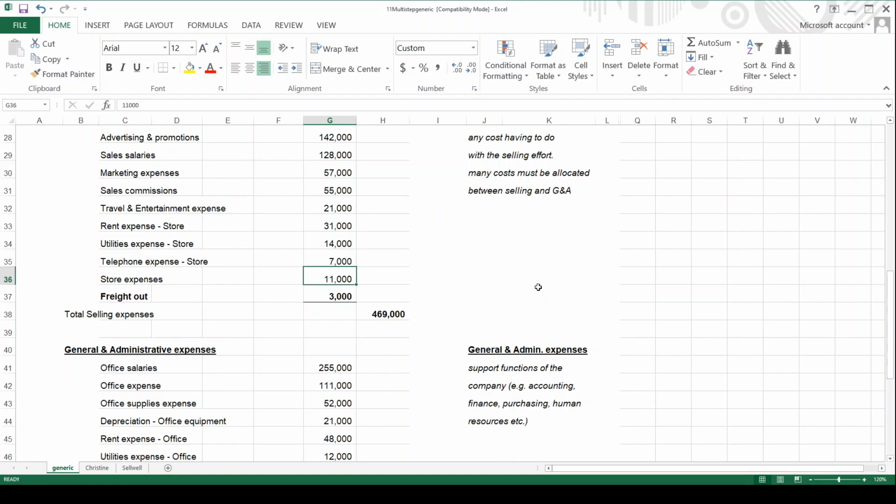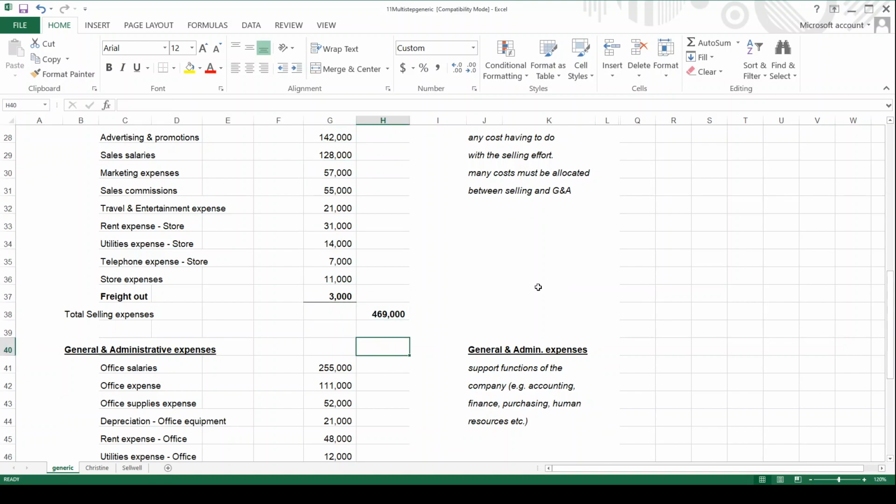And so anything having to do with the store is typically going to be a selling expense. And here's one of our new friends, right? The freight out. What's that? That's the cost of shipping goods to your customers. Freight out is included in the selling expense. Okay. So the total's $469,000 for all these expenses.